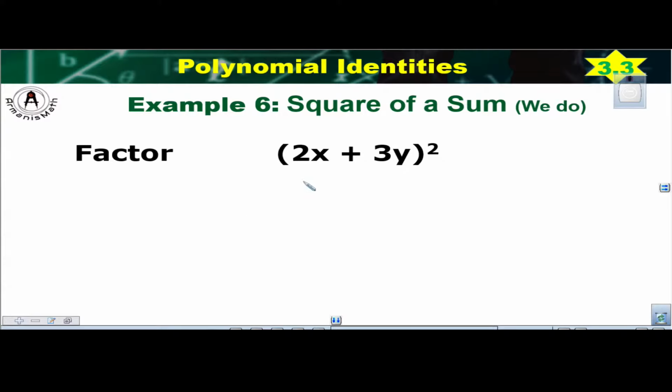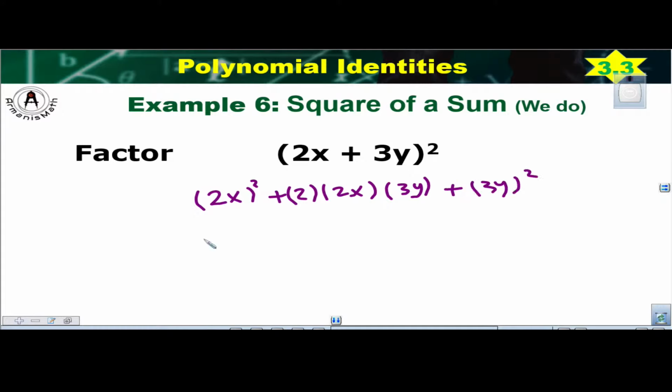Okay, so it looks like I see 2x, that's the first item being squared, plus 2 times the first item or term times the second term. I see that, Lee, good job there, plus the second term being squared. So I've got basically 4x squared, I see that, Marvin, good job, plus 2 times 2, that's 4 times 3, that's 12xy, and I've got 9y squared.